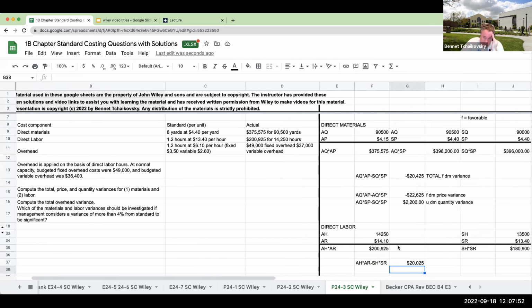And it's going to be a bad variance in each direction. Why? I spent $14.10 an hour. I should have only spent $13.40. I spent 14,250 hours. I should have only used 13,500. Okay, so this is my total direct labor variance.